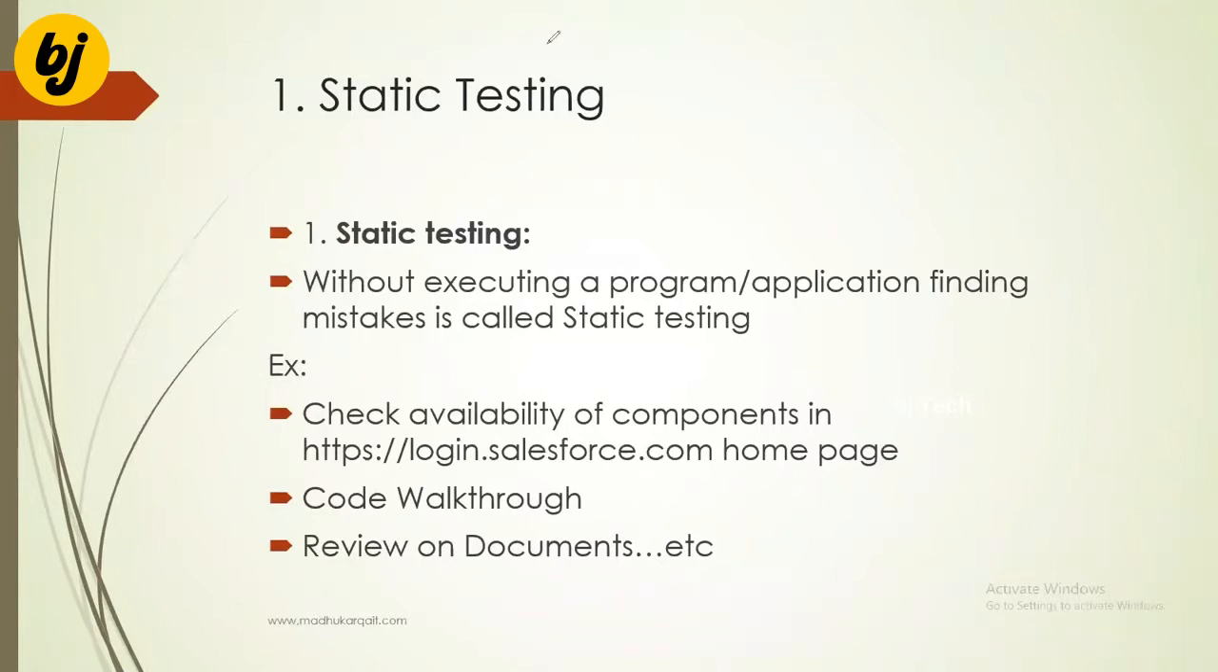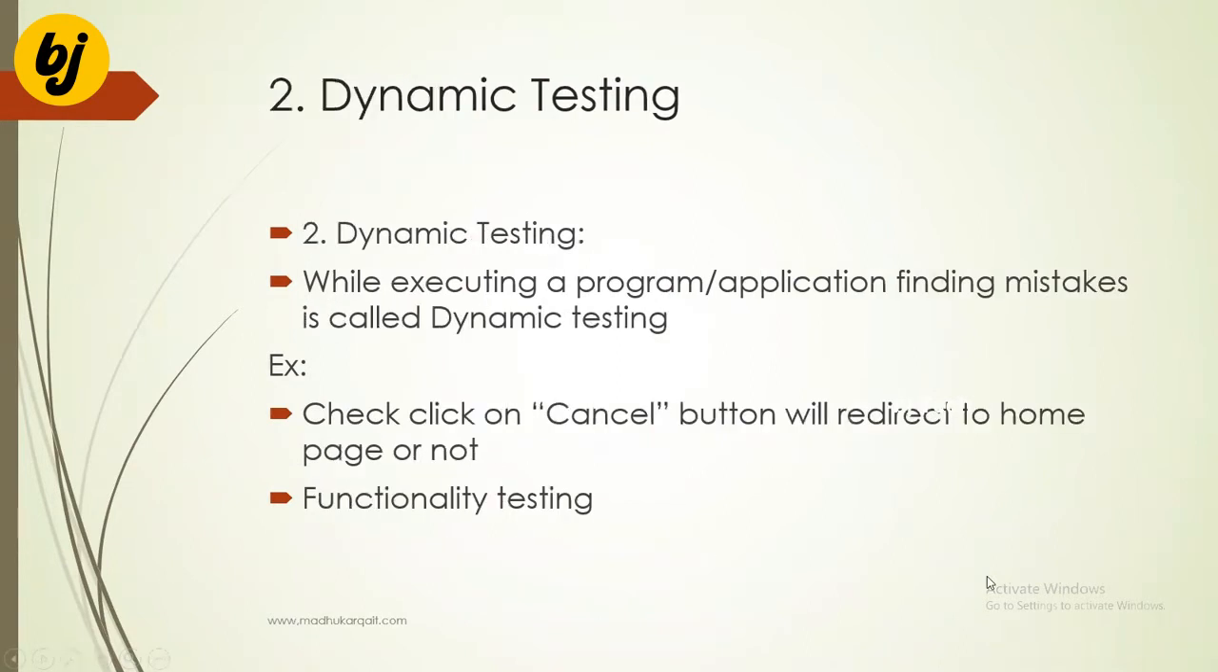Next one, dynamic testing. What is the meaning of dynamic testing? For static testing, what we said was without executing. Now, while executing a program or application, finding mistakes comes under dynamic testing. If we said without, now we have to say while executing. That's dynamic testing. While executing a program or application, finding mistakes is called dynamic testing.